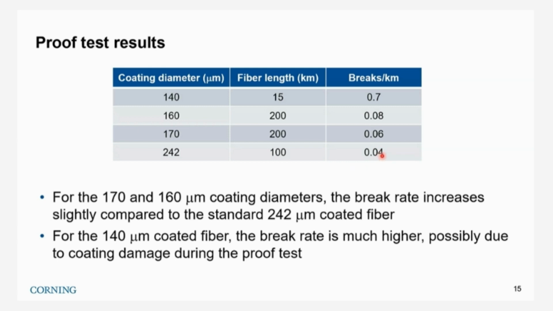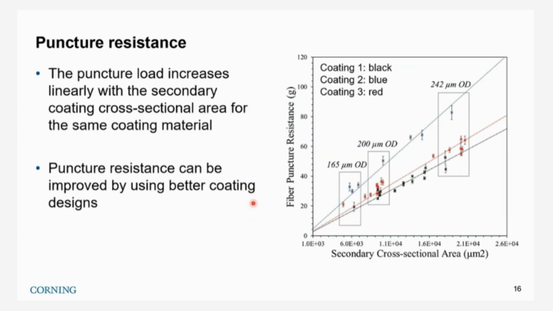environmental control, basically controlling the particles in the environment. All the fiber we made in the R&D environment is not as good as the production environment. On the other hand, for the 140 coating diameter, we see a significantly higher break rate. From this test result, we think around 160 to 170 coating diameter is feasible.